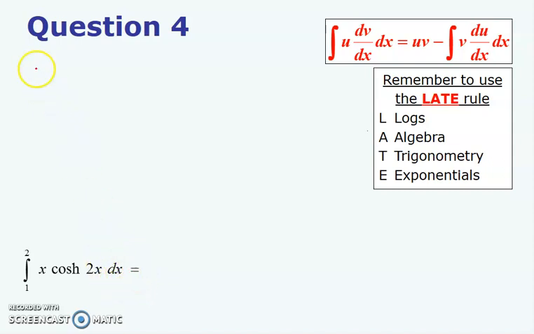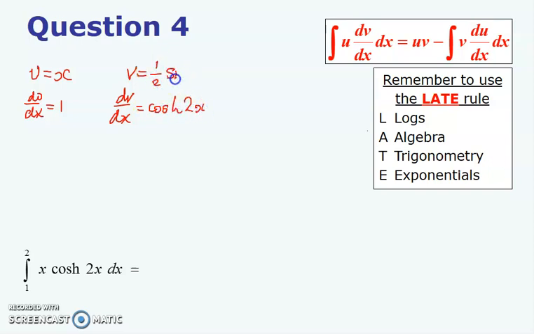Obviously we're doing it by parts again, so I'm going to try it up here. u equals x. It's very similar; the difference, I suppose, is it's got a definite integral, but other than that it looks the same. u equals x, so therefore du by dx equals 1. dv by dx equals cos 2x, so I need to integrate that once. I know that becomes a half of sine 2x.